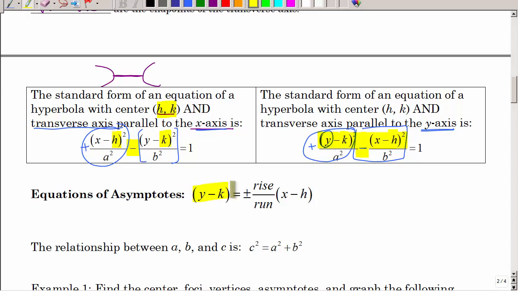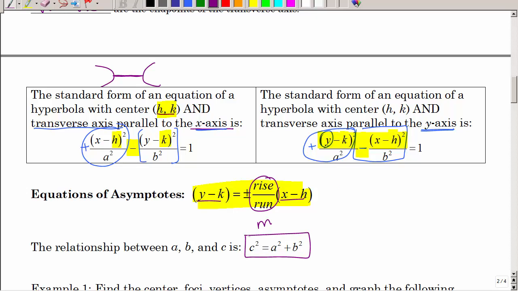I like to use one formula to go back to the idea that a line has a slope, and that slope has been defined as rise over run, or the y direction over the x direction. That y minus k and x minus h just shifts the line from the origin to the center of h, k.